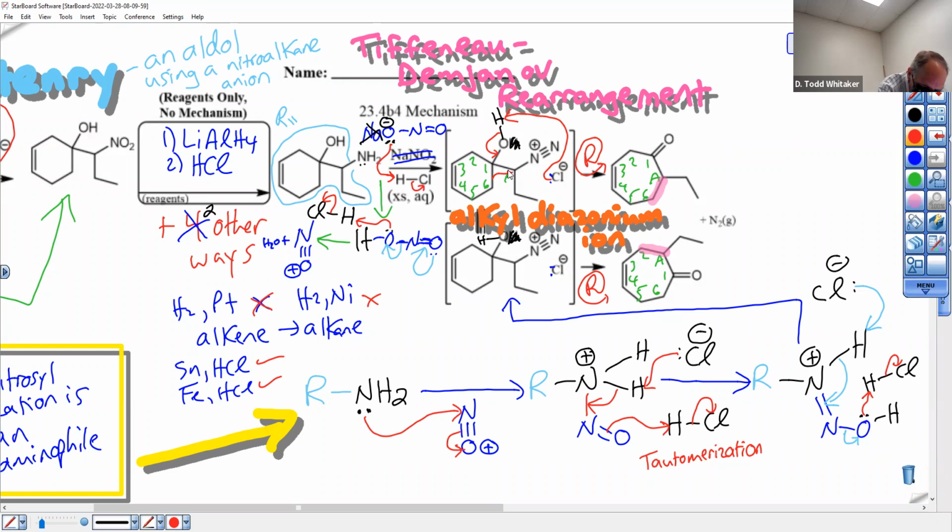Same story here, except you're going the other direction. Cl minus grabs H. Oh, I should have been a little more stealthy. Going on the top. Cl minus comes through the alkyl diazonium. Sigma becomes pi. This breaks and goes there. There you go. 2 is now bonded to A. Same labels as above. And that's it, the Tiffeneau-Demjanov rearrangement there.